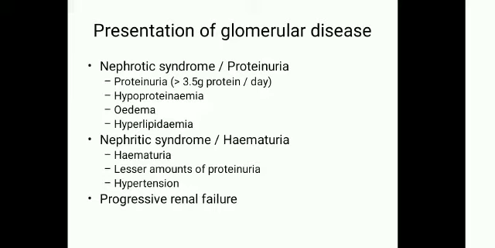Okay, proteinuria, this is excretion of proteins. Hypoproteinemia, that is less amount of proteins in the blood. Edema and hyperlipidemia. Then there is nephritic syndrome. You have hematuria, that is blood in urine, with a very small amount of proteinuria, and also there will be hypertension. Okay, and these are certain syndromes. These are common terminologies that we use for different groups of diseases or groups of symptoms or signs.